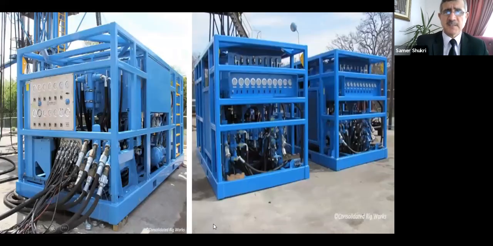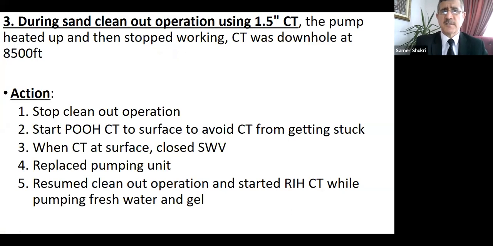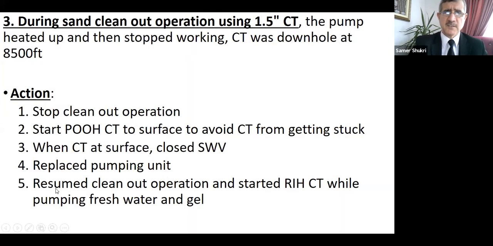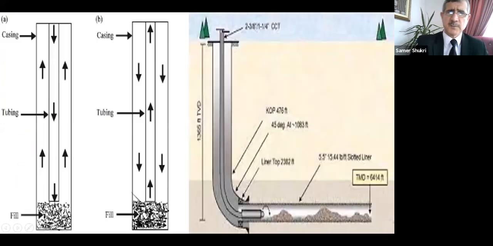So I will discuss these in detail also during clean out operation using 1.5 inch coil tubing. The pump heated up and then stopped working. The coil tubing was downhole at 8,500 feet. Action, we go 1, 2, 3. You see, this is the fill. We were doing clean out either from this side or this side. And after that, we did the action, replaced the pumping unit, and then continued the operation.